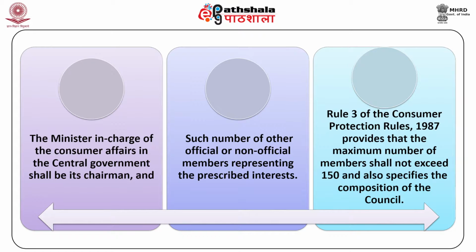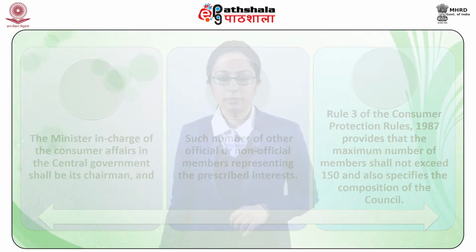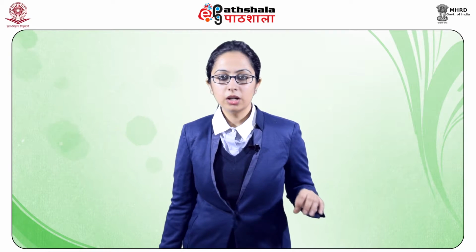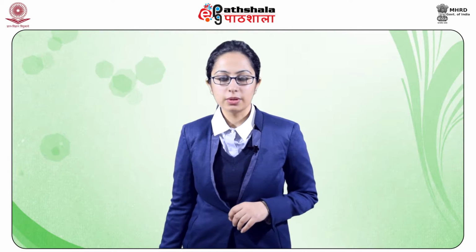Rule 3 of the Consumer Protection Rules 1987 provides that the maximum number of members shall not exceed 150 and also specifies the composition of the council. Next is the term of the Central Council. The term of the council shall be 3 years. Next, objects of the Central Council.